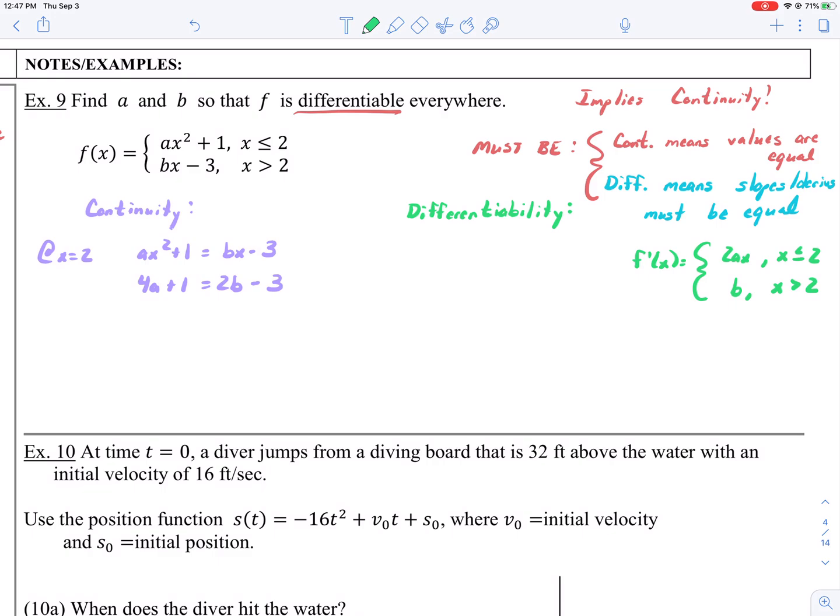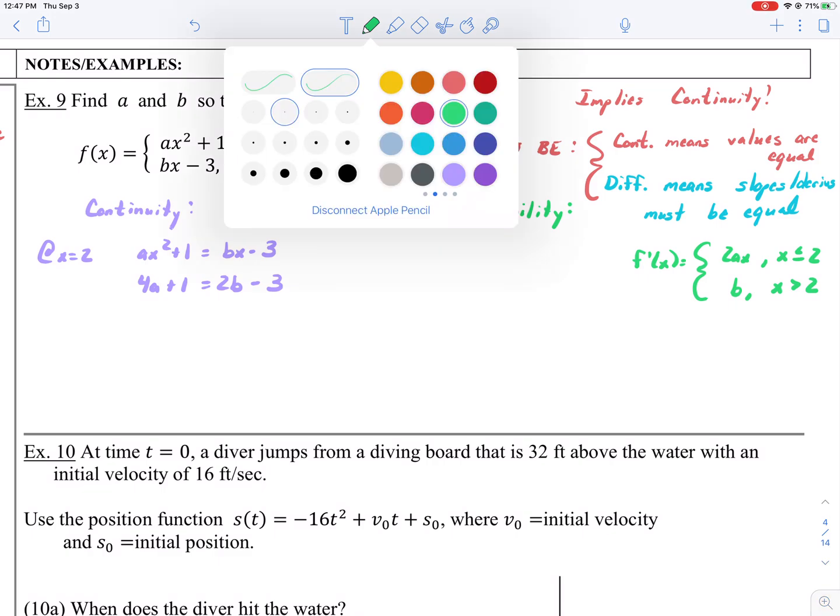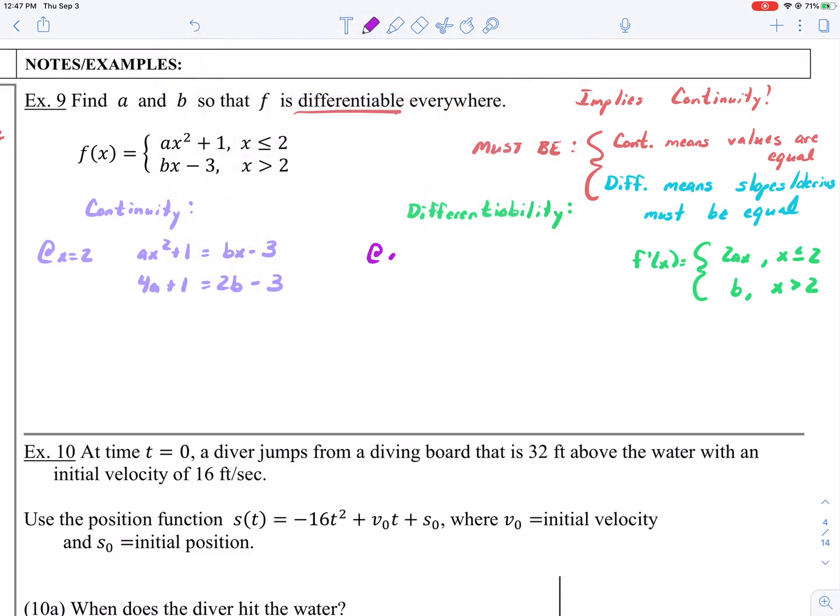So I need those two equations, again, to be equal to one another when x is 2. So again, I'm going to say at x equals 2, I need 2ax to equal b. That means the slopes, it would make a smooth curve. Ultimately, that's what's happening. So when I plug in a 2, I get 4a equals b. Well, that's going to be pretty simple. I can just use substitution, right? So if b is equal to 4a, then I can just plug a 4a in over here. So 4a plus 1 equals 2 times 4a minus 3.